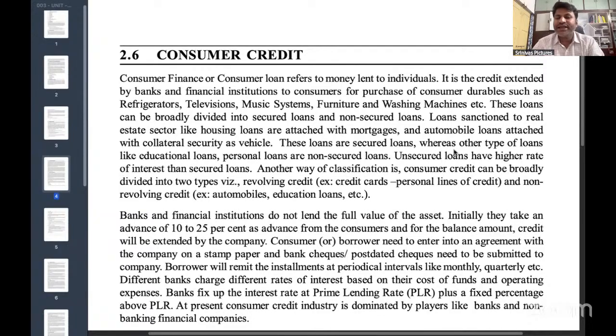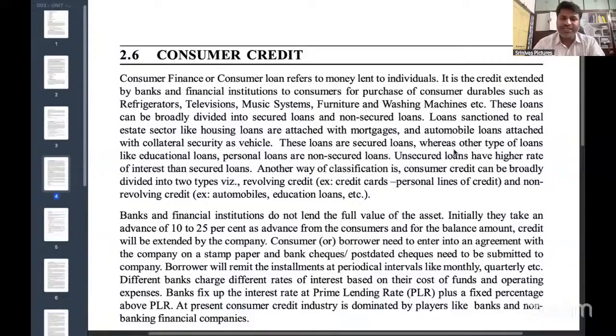divided into secured loans and non-secured loans. Loans sanctioned to the real estate sector, like housing loans attached with a mortgage, and automobile loans attached with the vehicle as collateral security, are secured loans. Whereas other types of loans, like educational loans and personal loans, are non-secured loans.